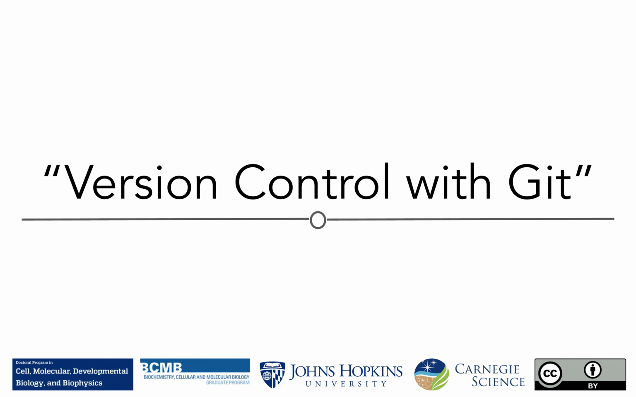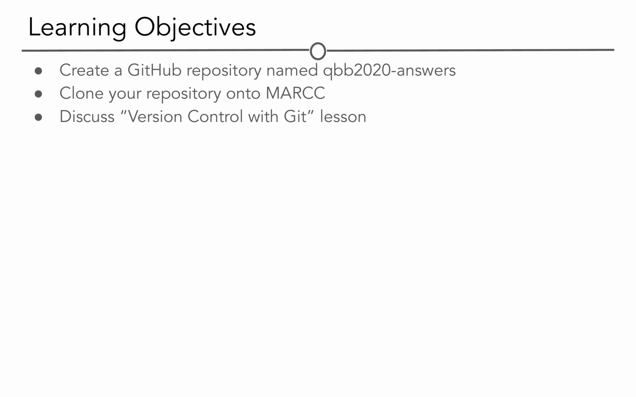Version control with Git. The main objectives of this tutorial are to create a GitHub repository named QBB 2020 Answers, clone your repository onto MOOR, and discuss version control with Git. Lesson.